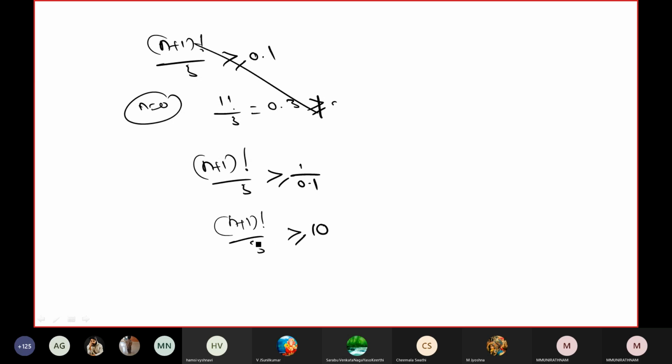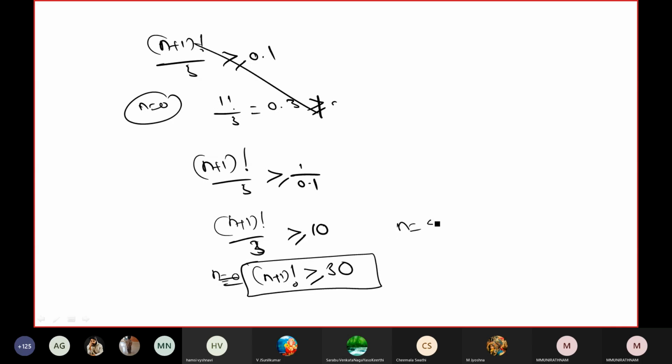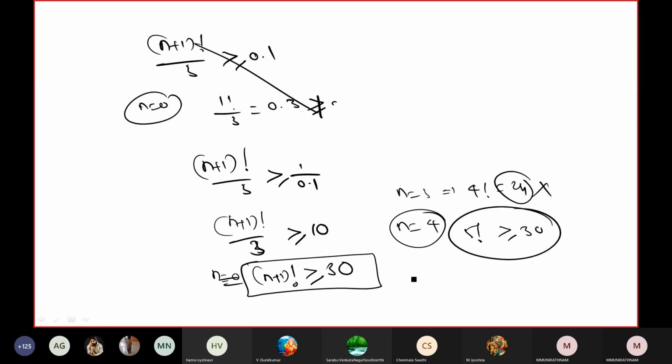So when will n plus 1 factorial by 3 be 10? Solve it, or do it directly. So n plus 1 factorial is greater than or equal to 30. When will that be? If n equal to 3, it is 4 factorial, which is 24. Not that. If n equal to 4, 5 factorial is greater than or equal to 30. So at least 4 terms are required.